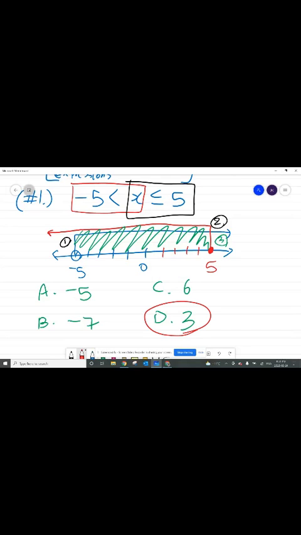D, which is equal to 3, because that is located on positive 3, which is between the first condition and the second condition. Negative 5 is out because negative 5 is not considered as equal to in the first condition. Negative 7 is beyond the first boundary. 6 is beyond the second boundary. Thus, D is the only right answer. This is one of the types.